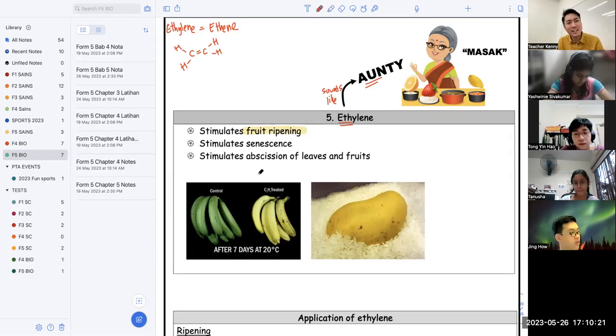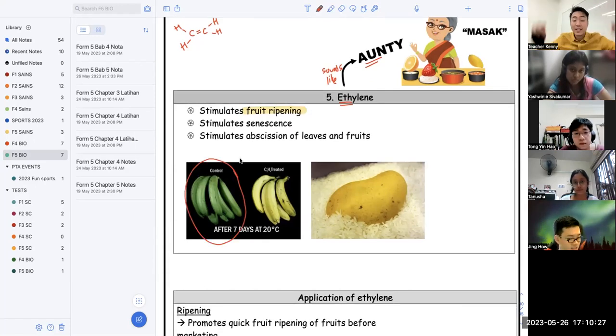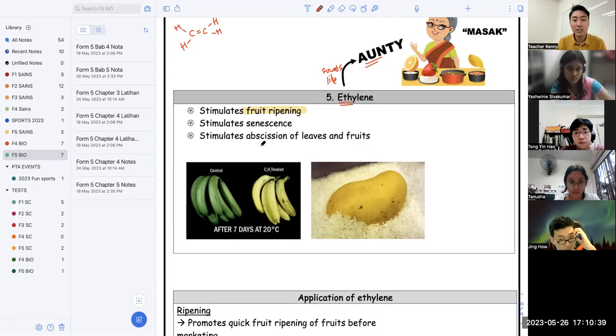So in a way, is it a negative or a positive thing? Depends how you see it. The fruit wants to stay green, right? And when ethylene is released, ethylene will cause the fruit to turn yellow. So this is fruit ripening. Remember, ethylene is a very famous hormone to be asked. Write down.